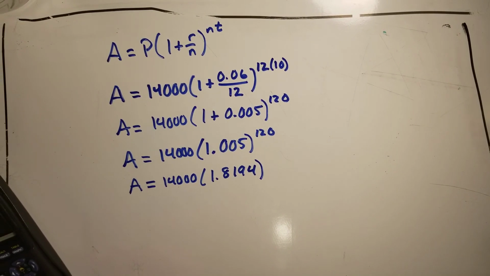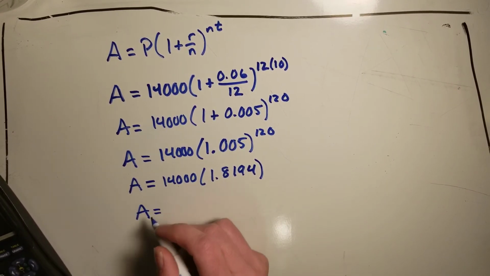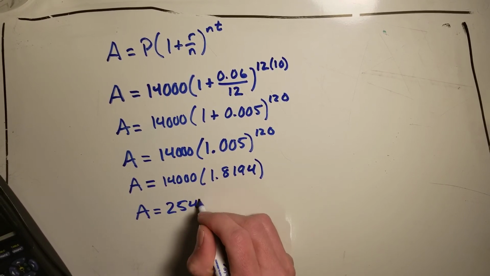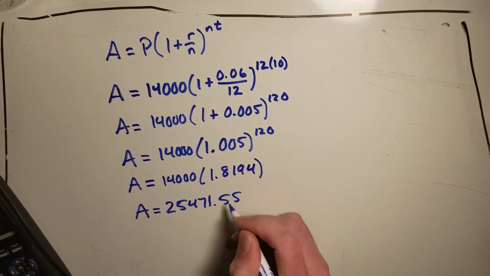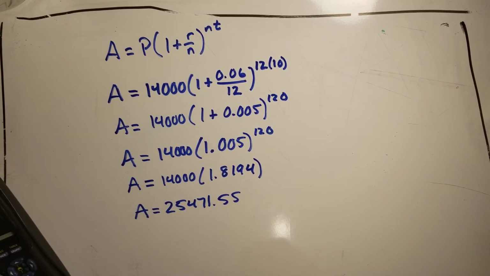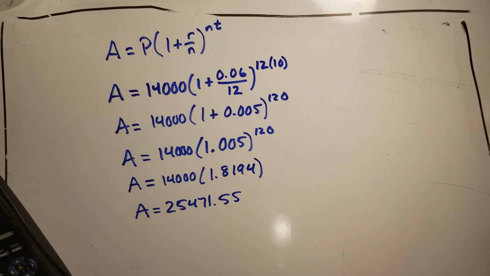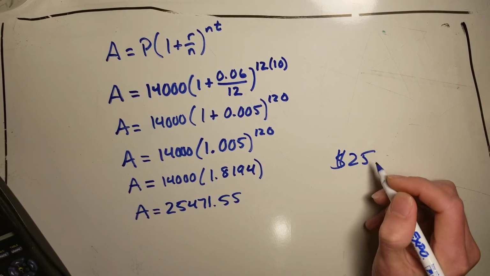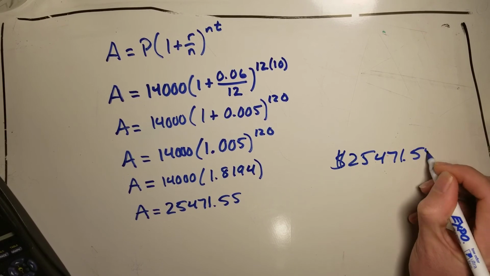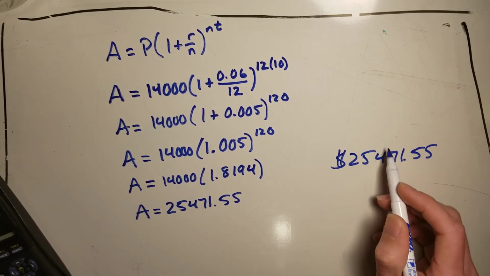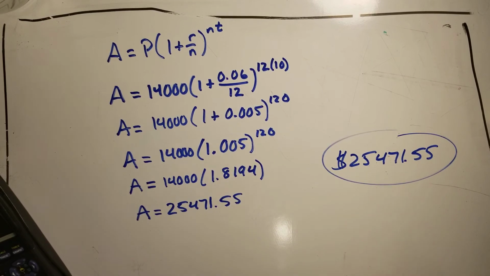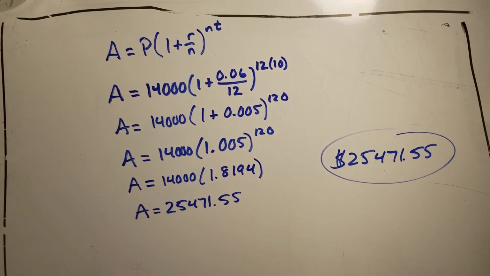Times our 14,000. There we go. So we should end up with A is equal to 25,471.55. With money, you're going to round to 2 places. So that means after 10 years, Amanda's parents have $25,471.55 from that investment. So it's grown from the $14,000 to $25,471.55. Alright, so that's how these problems work.